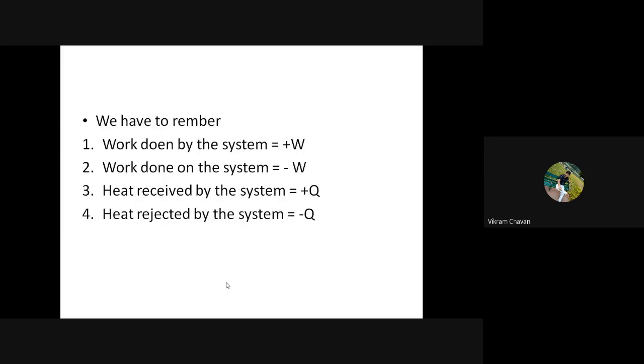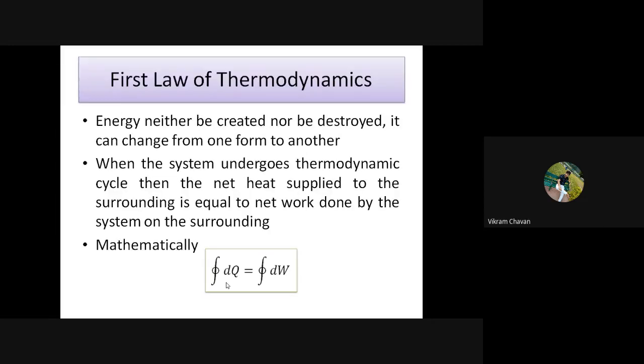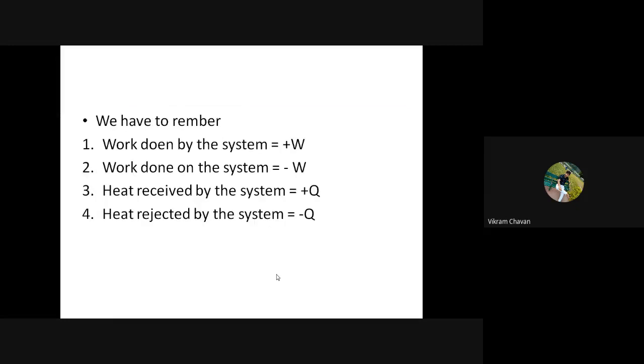Now, here we have discussed that we need to take the cyclic integration, or sum up the change in energy, and sum up the change in work. For that purpose we require the sign convention. We have to remember this sign convention while dealing with the first law of thermodynamics and the examples related to it, and it will be useful for further laws also.